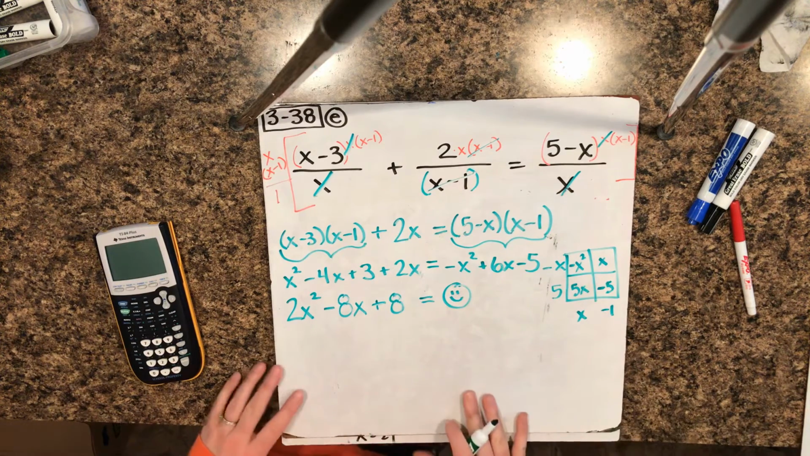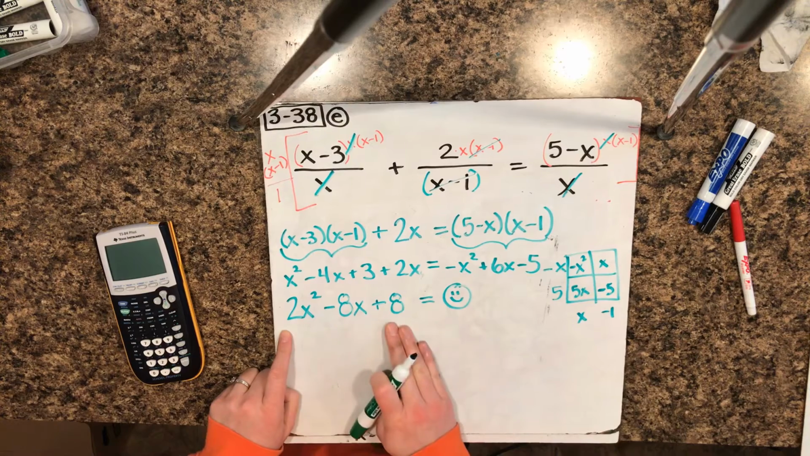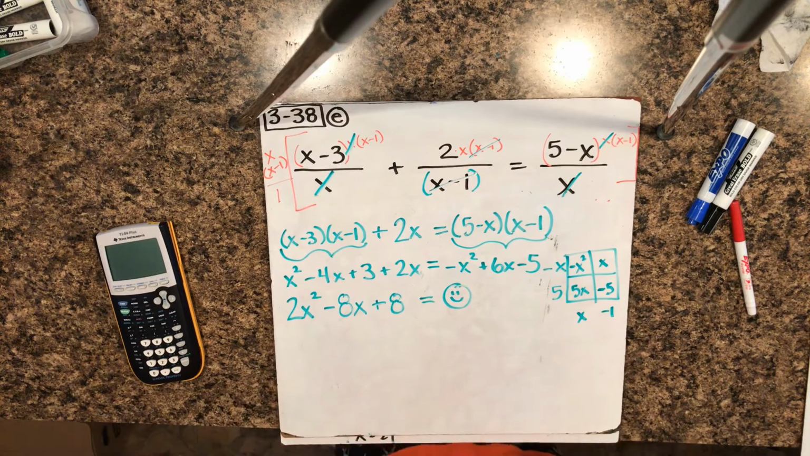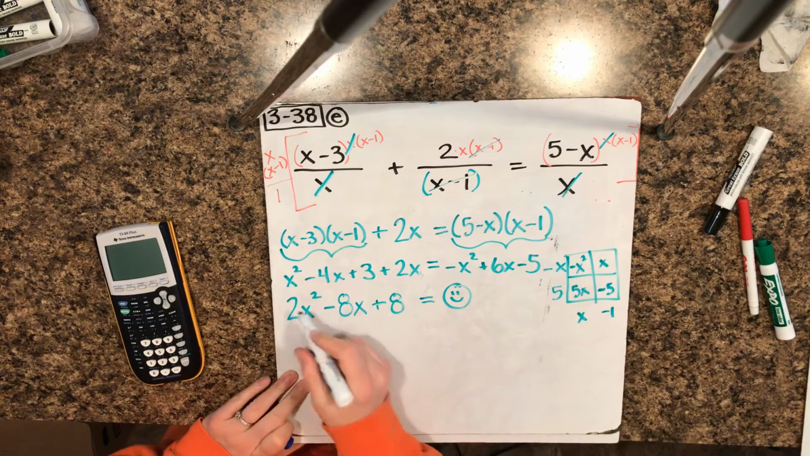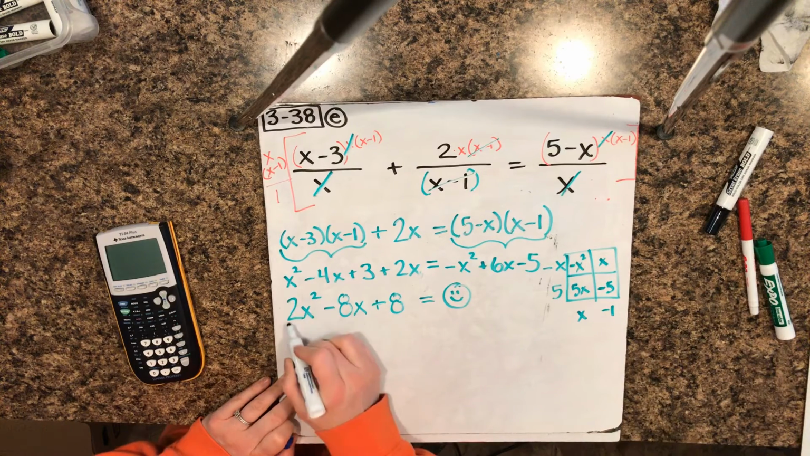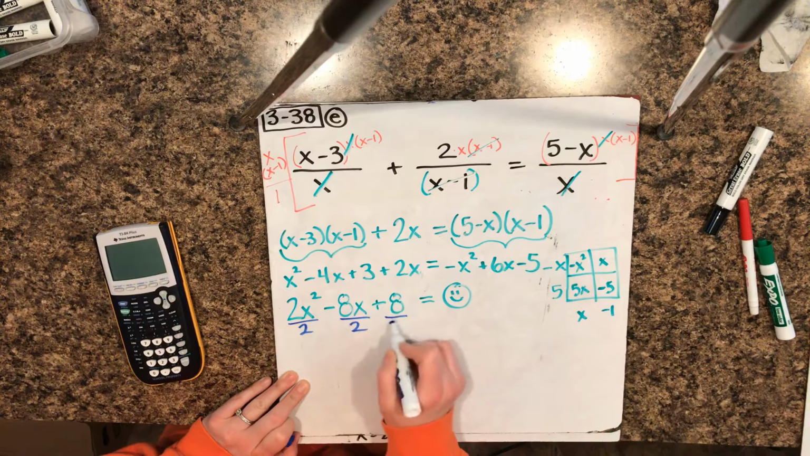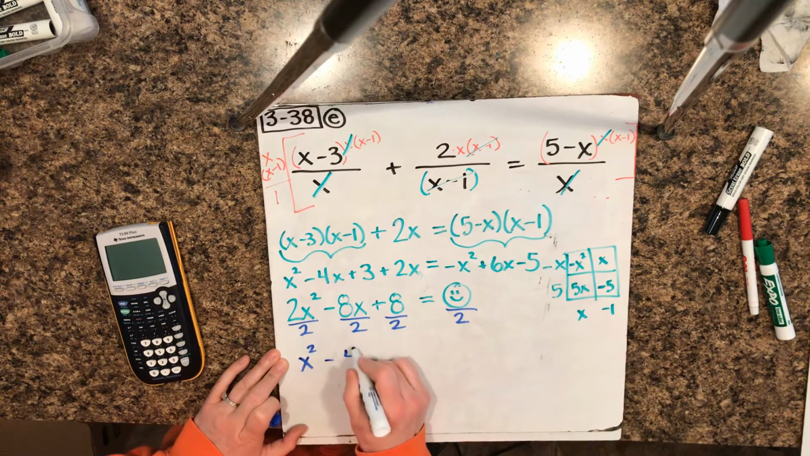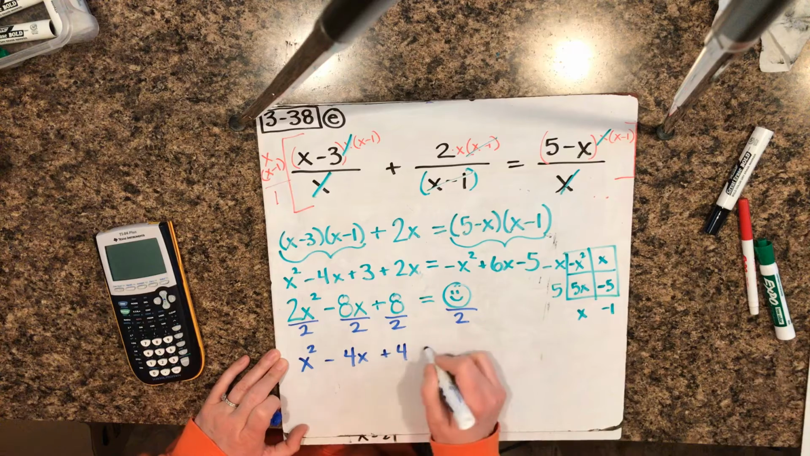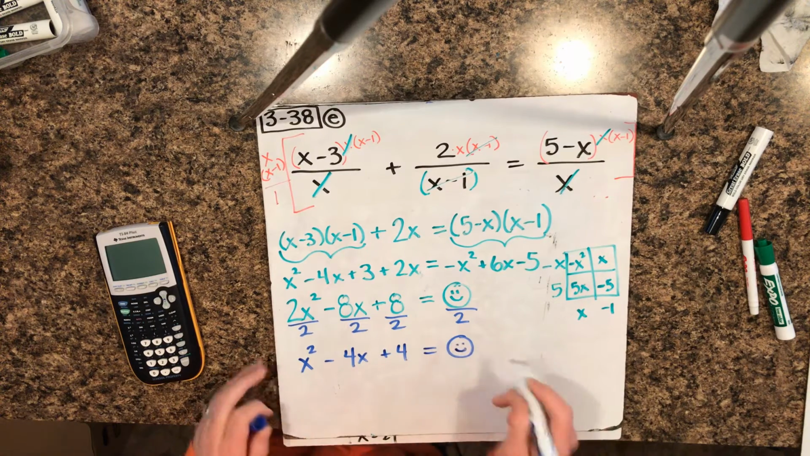Now before I start solving this, I notice all of these are even. So to make my life easier, that's what this whole section is about. How do I make my life easier? I can divide everything by 2. When I say everything, I mean everything, and it's okay to do this. Makes our life easier, and this is still a 0.